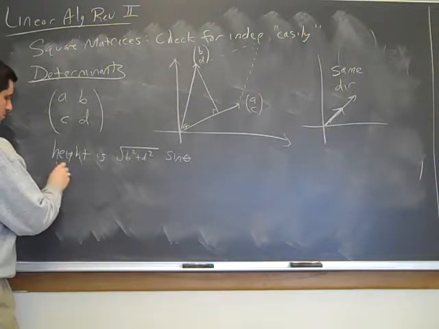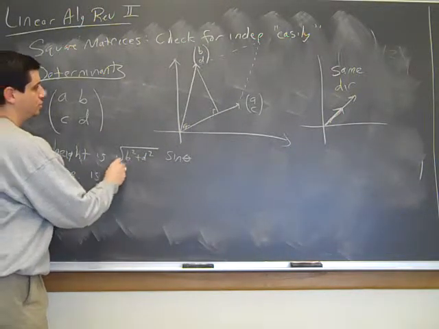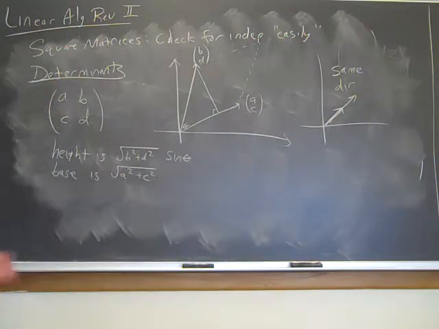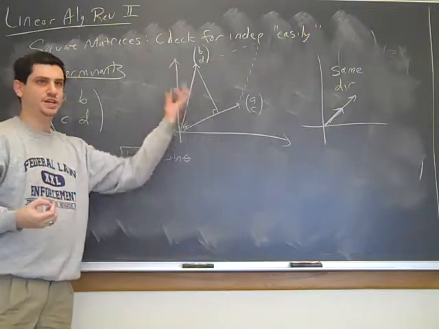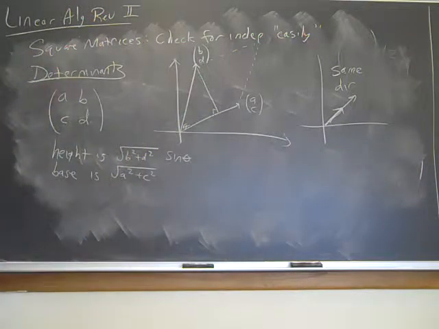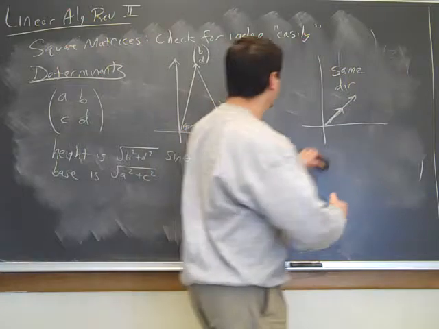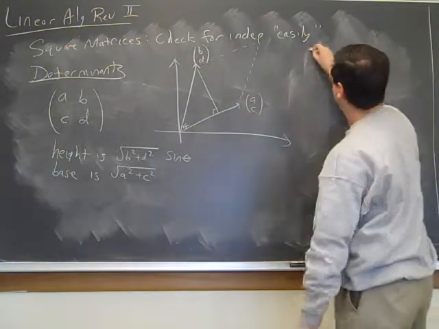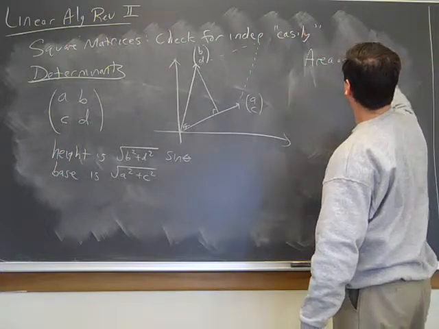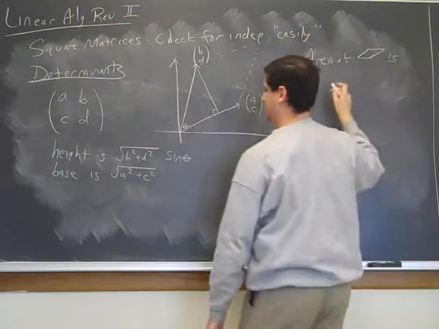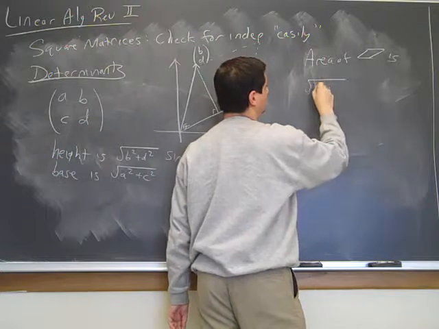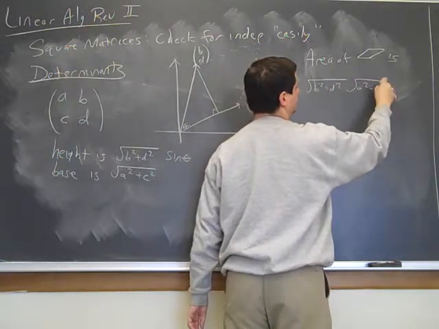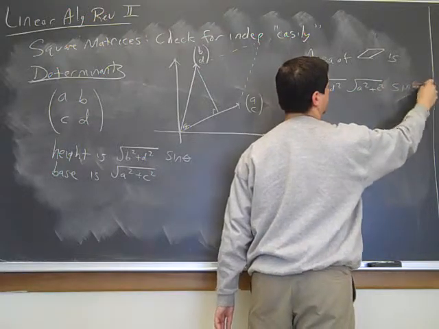The base is the square root of a squared plus c squared. So I'm just using Pythagoras. You know, I have a vector. The length of the vector is the square root of the sum of the squares. Alright, so we can combine these and we can get the area. So we get area of the parallelogram is the square root of b squared plus d squared, square root of a squared plus c squared, times the sine of theta.